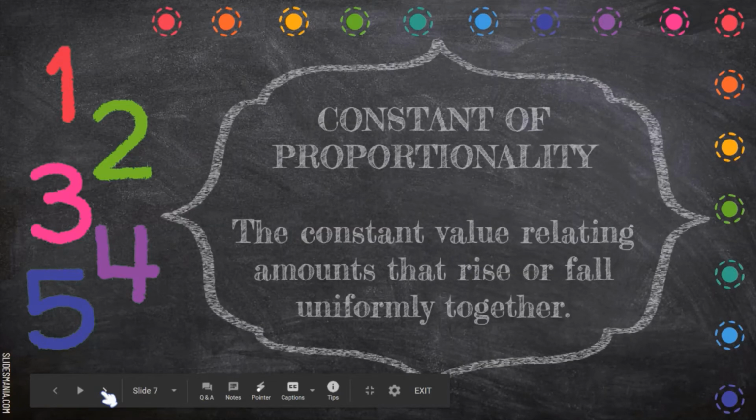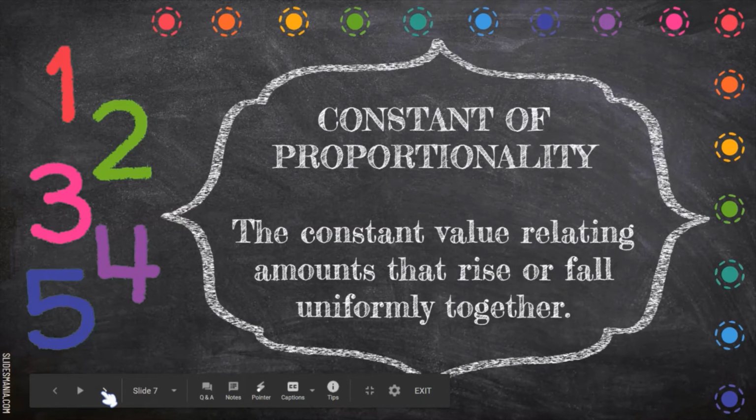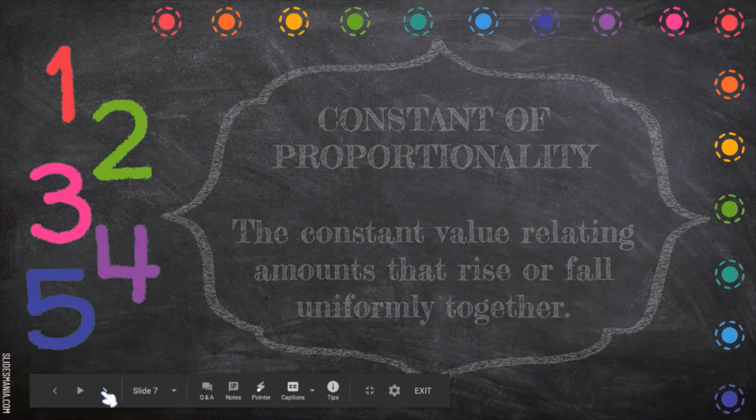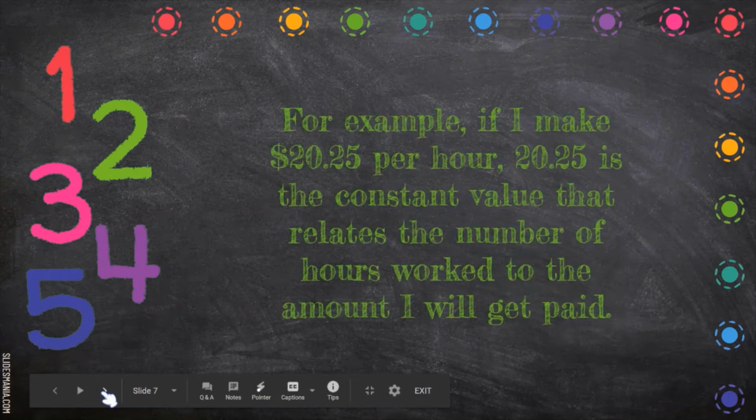The constant of proportionality is the constant value relating amounts that rise or fall uniformly together. A good example of this would be an hourly pay rate. For example, if I make $20.25 per hour, 20.25 is the constant value that relates the number of hours worked to the amount I will get paid. So I can take the constant of proportionality and multiply it by the number of hours I worked to find out how much my paycheck will be.